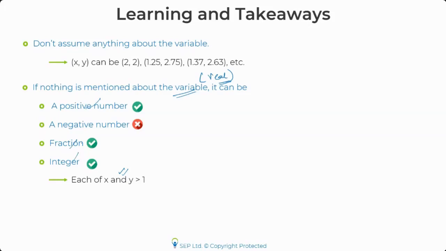So Lipsa is saying the answer should be 2. No, Lipsa, the answer won't be 2. Why will the answer be 2? The answer would have been 2 if I had known x and y are integers. But I don't know whether x and y are integers. If x and y are not integers, the cyclicity works only when the powers are integers.